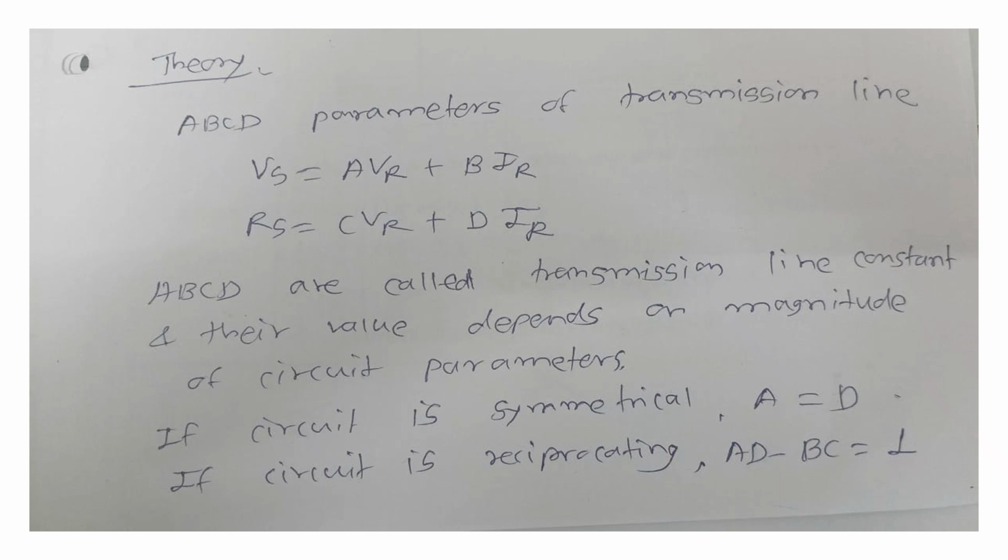So if the circuit is symmetrical, then we can observe that A and D, those two constants, are having equal value. That means if A is equal to D, the transmission line is having symmetrical characteristic. And if the transmission line circuit is reciprocal, then we will observe AD minus BC is equal to 1. So these two properties will be helpful to determine the characteristic of the transmission line.